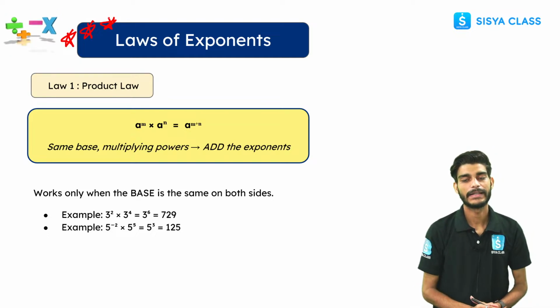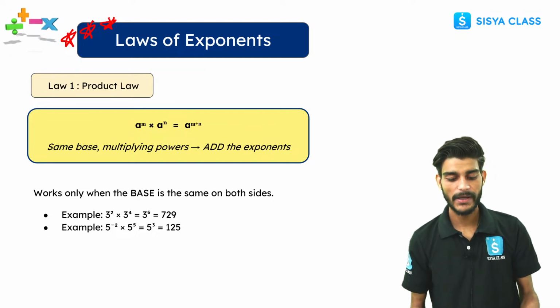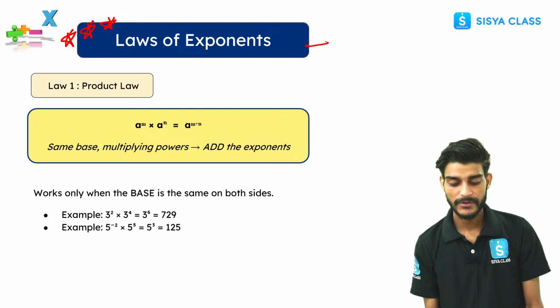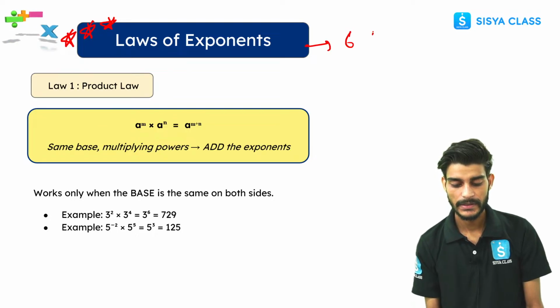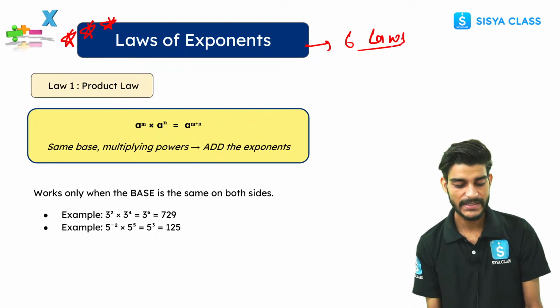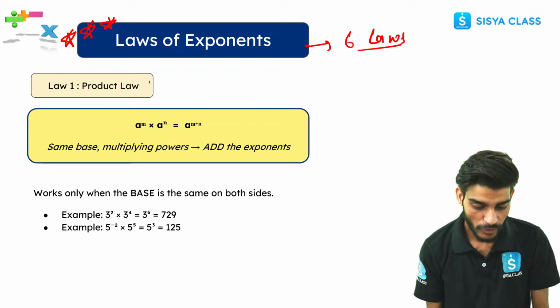Now let's come to the most important points of this chapter, and all the questions will be based on this only. That is laws of exponents. We have basically 6 laws that we'll study one by one. 6 laws, in which the first one is the product law.